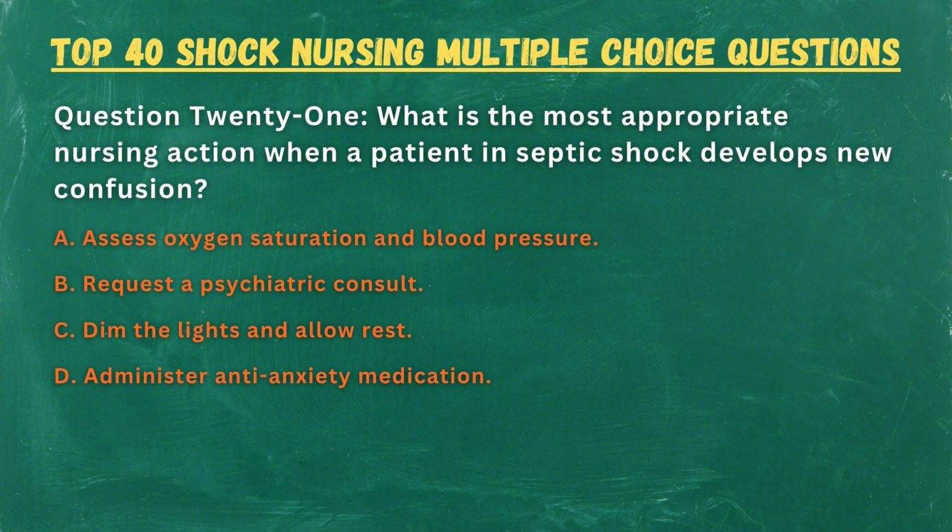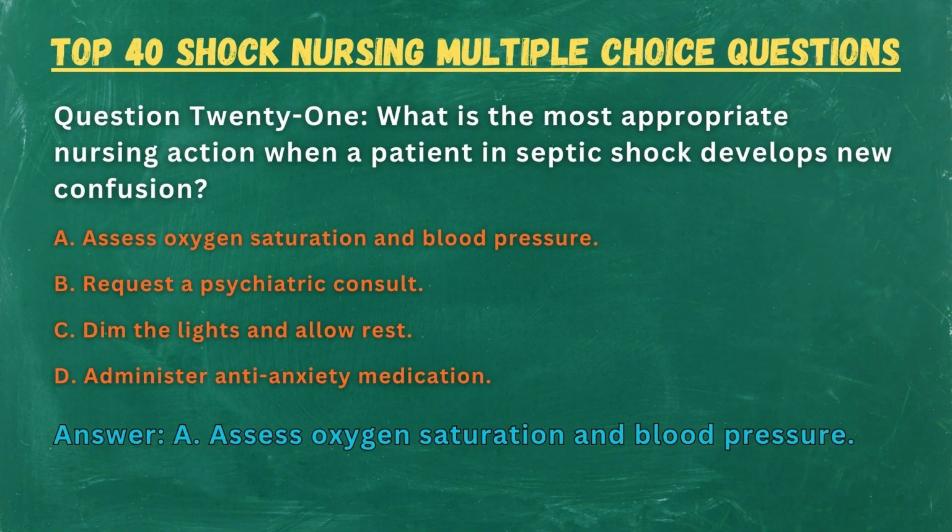Question 21. What is the most appropriate nursing action when a patient in septic shock develops new confusion? A. Assess oxygen saturation and blood pressure. B. Request a psychiatric consult. C. Dim the lights and allow rest. D. Administer anti-anxiety medication.